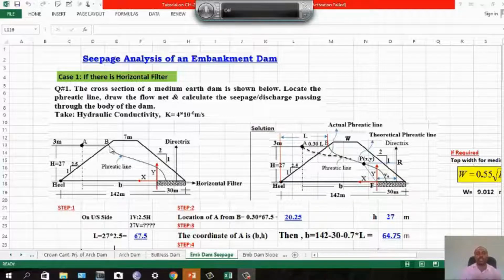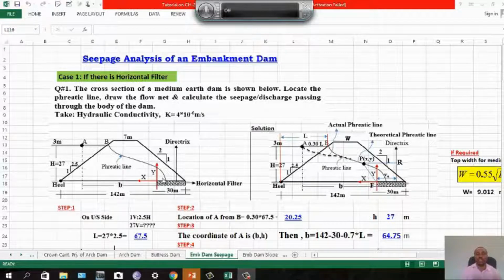So this is just the theoretical phreatic line. As you see, this is a theoretical phreatic line. It will join the horizontal filter. The main purpose of this horizontal filter is to have a safe exit of seepage water under the foundation of the dam. Otherwise, if you don't provide a horizontal filter or drainage blanket, then it will be affected by piping. Then the dam may fail since it is an embankment dam.